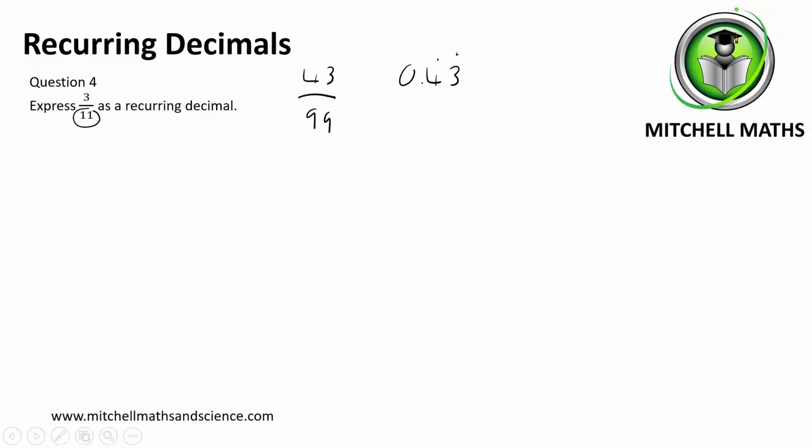Now 11 can quite easily be converted to 99 by just timesing by 9. So what we're going to do is we're going to have 3 over 11, and we're going to times both the top and the bottom by 9. And if we do that, we get 27 over 99. And that means that therefore our recurring decimal would be 0.27 recurring.